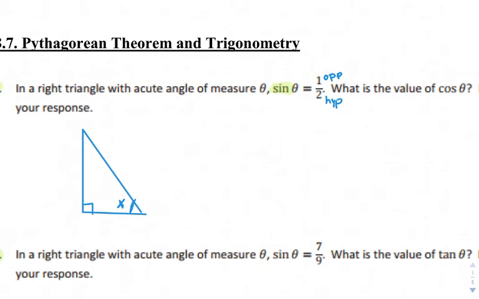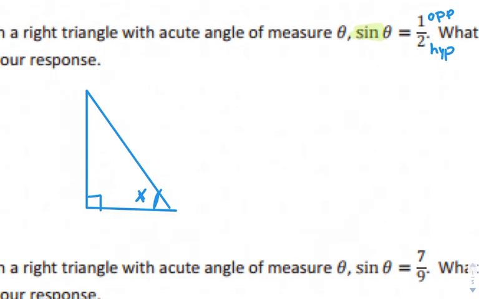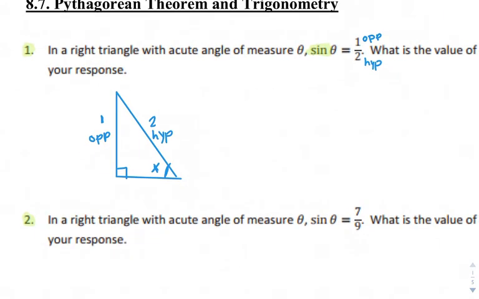So what I have to do now is come over to my triangle and look where my opposite and hypotenuse sides are. Across from my angle x is opposite, which means that has a side length of 1. And then across from my right angle is my hypotenuse, which has a side length of 2. So then it wants to know, well, what's cosine?